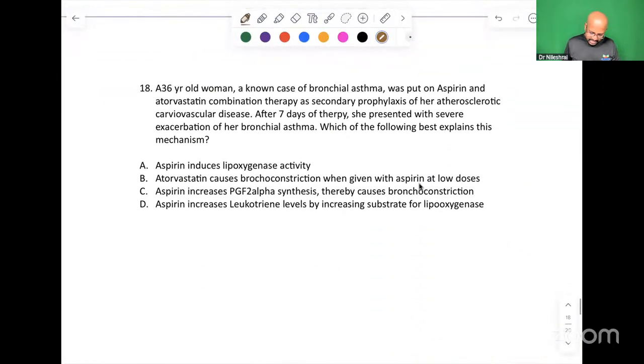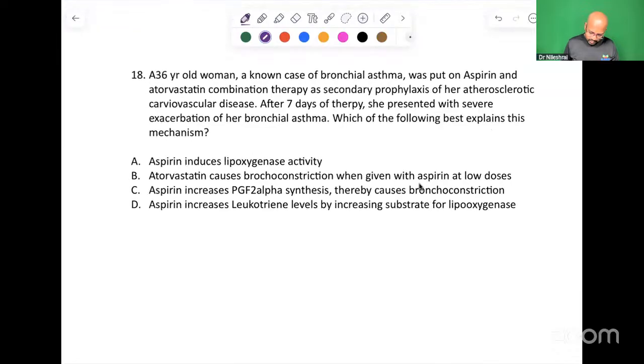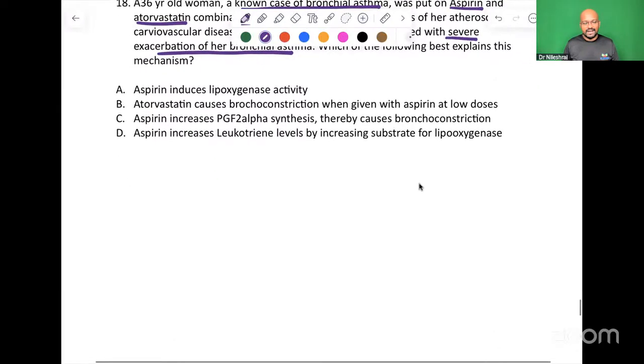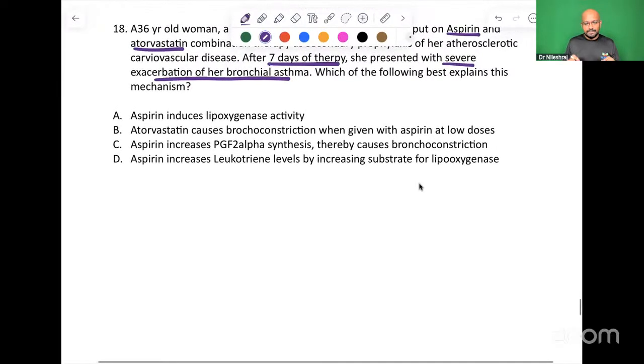The next question, buddy: a 36-year-old woman, a known case of bronchial asthma, was put on aspirin and atorvastatin combination therapy as secondary prophylaxis of her ASCVD, atherosclerotic cardiovascular disease. After 7 days of therapy, she presented with severe exacerbation of bronchial asthma. Which of the following best explains this mechanism? Okay, just attempt this question, pause this, because there are lots of options.